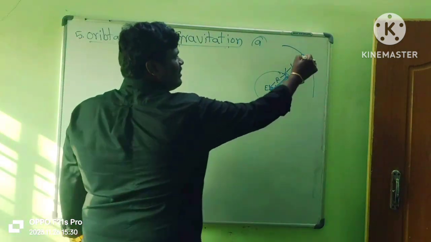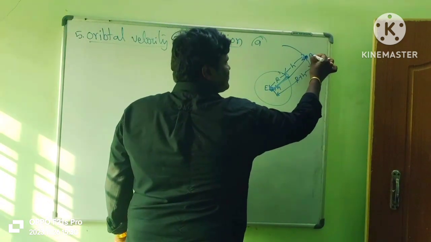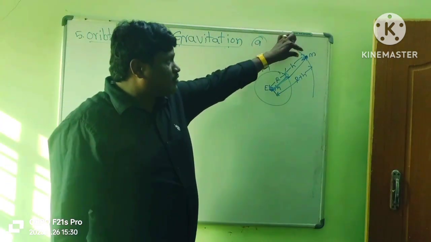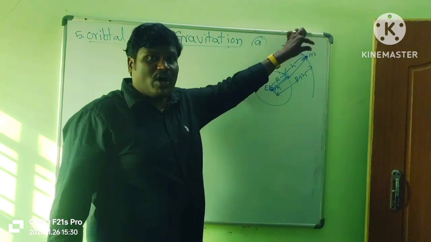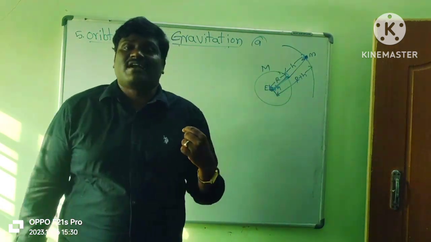Now if I consider the object which is rotating around the earth in a circular orbit as m, and the earth mass as M. The required amount of velocity for this object m to rotate around the earth is called orbital velocity.